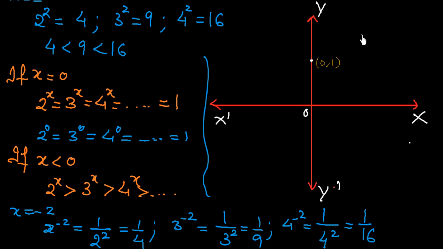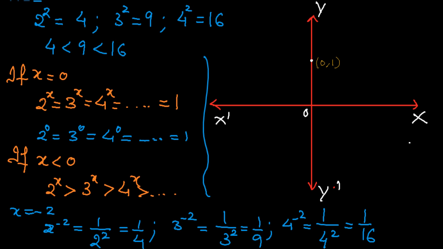Friends, here I would like to explain, if x is smaller than 0, x is equal to 0, and x is greater than 0, how the function graph should be drawn on graph paper. Here is the point 0, 1, where x is equal to 0 and y is equal to 1. This is our x-axis and this is our y-axis, and this is our origin. So I draw graphs here for y is equal to 4 power x, then y is equal to 3 power x, and y is equal to 2 power x. First I draw the graph of y is equal to 4 power x.